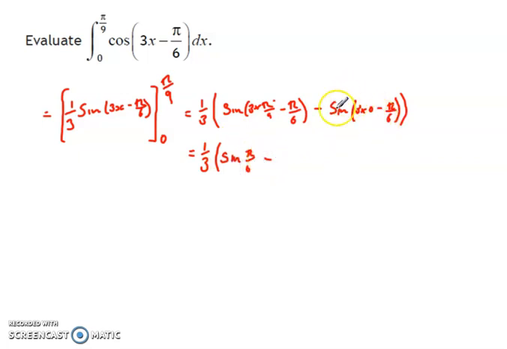And then going to be take away, so sine of 0 minus pi over 6, so sine of negative pi by 6. However, sine of negative pi by 6 is the equivalent of negative sine pi by 6. So it's going to be sine pi by 6 take away negative sine pi by 6. So what that then is going to mean is I've got 2/3 times sine of pi over 6.